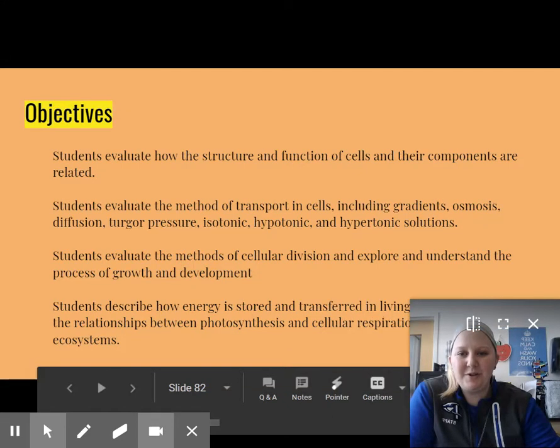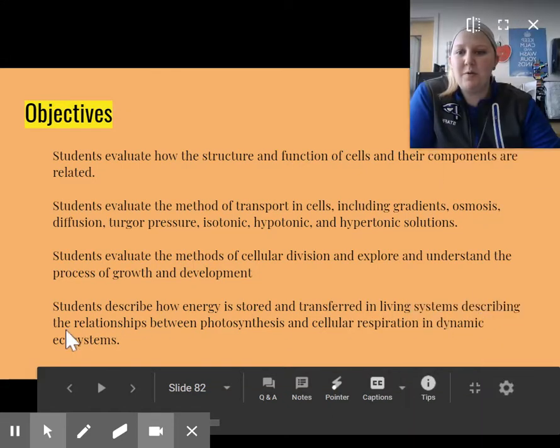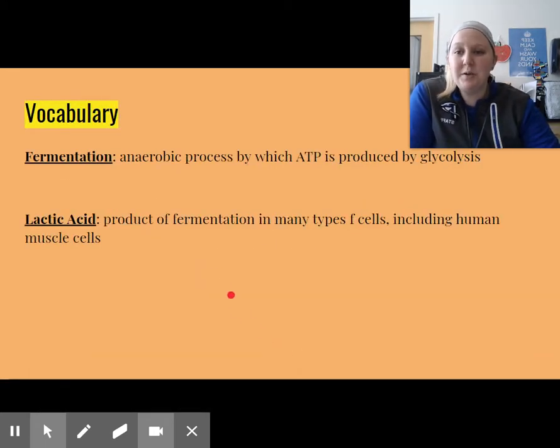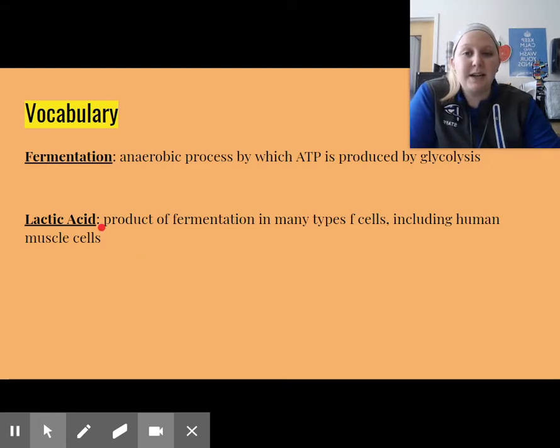Hi guys, so today we're talking about fermentation, and we're finishing up this last objective right here, still talking about energy transfer. So, fermentation is an anaerobic process by which ATP is produced by glycolysis. What that means is there is no oxygen present in the fermentation process. Our other vocab word is lactic acid. That is the product of fermentation in many types of cells, including human muscle cells.